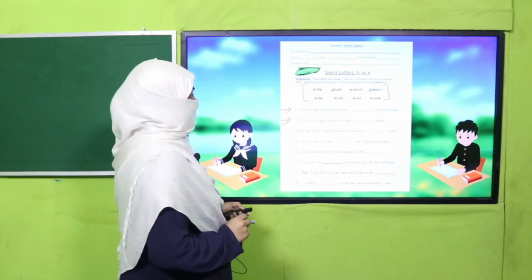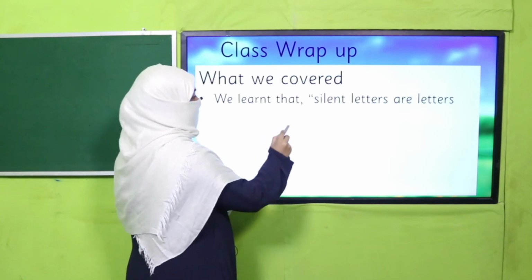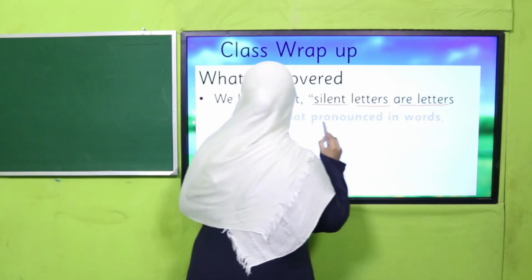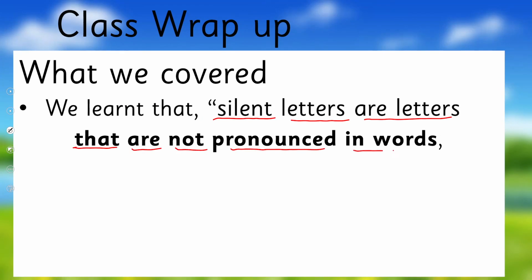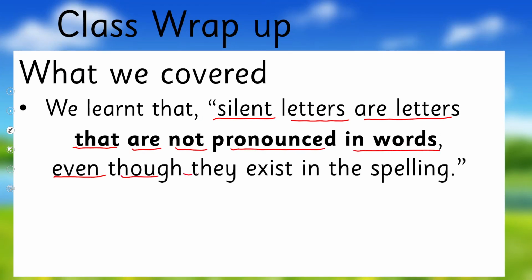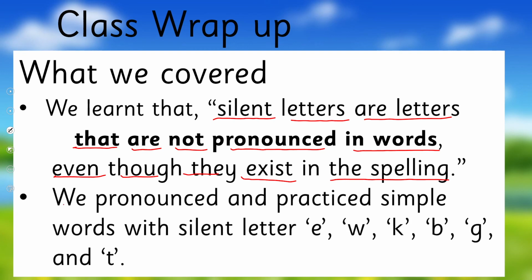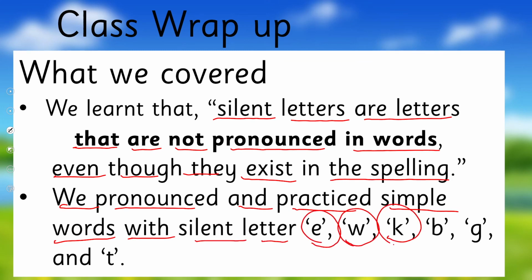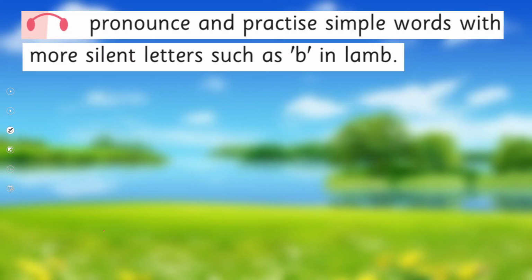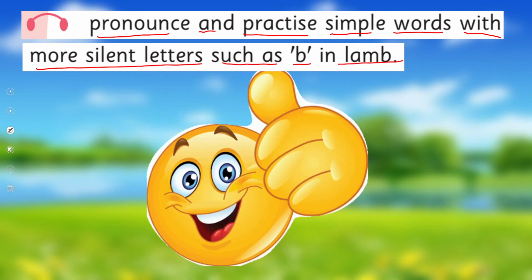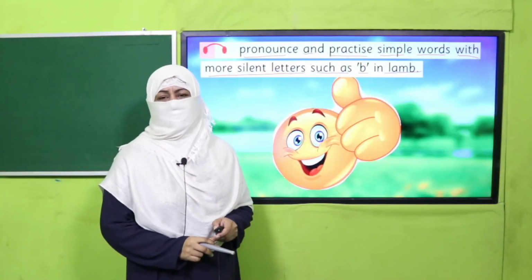All right. So what we have learned today, we learned that silent letters are letters that are not pronounced in words. Even though they exist in the spelling, we pronounced and practiced simple words with silent letter E, W, K, B, G, and T. So in this way, we achieved our today's SLO, that is to pronounce and practice simple words with more silent letters such as B in lamb. Are we done with it? Yes, we did it. So that's it for today.